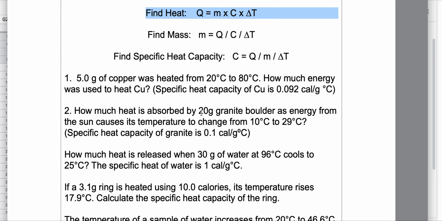You're going to take 20 times the heat capacity times the change in the temperature, which is 19. Do that calculation, pause the video, show your work, and then come back.